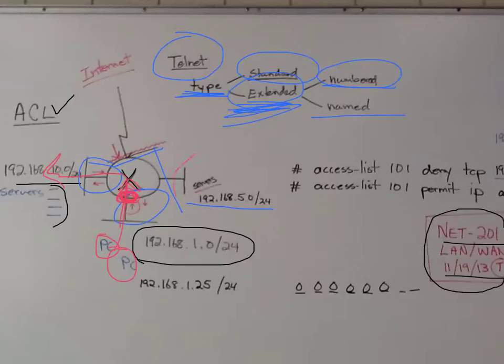Now, could they telnet over here? Yes, because this access list does not block that traffic. It's designed to just stop telnet to the traffic going over here. So we can apply it here going in. There's a couple other ways you could do that.